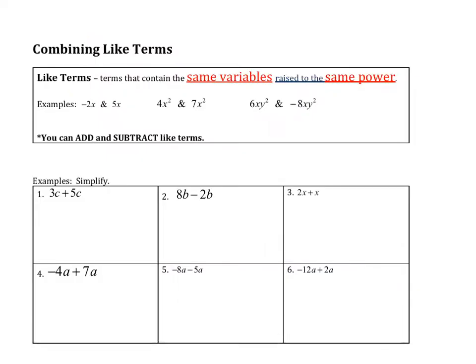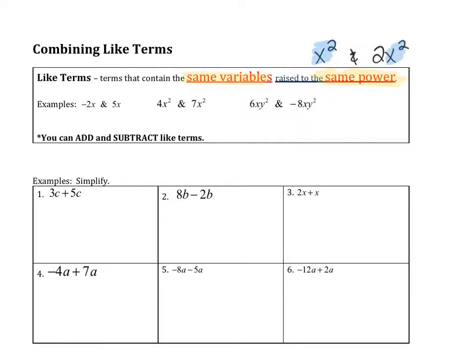Now moving on to combining like terms. When you are combining like terms, it's important to know what like terms actually are. So like terms are terms that contain the same variable. So x, y, z, whatever the variable may be. Okay, it's the letter raised to the same power, which means that if one of the variables is x squared, then the like term to x squared also has to have an x squared. So you can have x squared and 2x squared, and those are considered like terms because they both have the x raised to the second power. So the same variable raised to the same power.